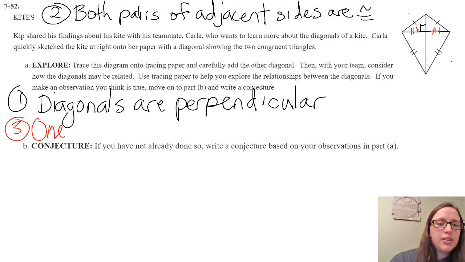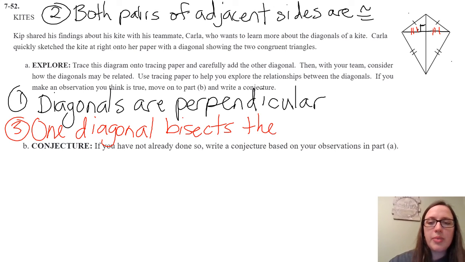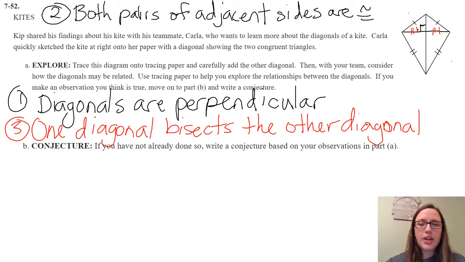So one diagonal, and I'll give you a fancy math word, some new vocab. One diagonal bisects, that means cuts it in half. So one diagonal bisects the other diagonal. All right, and then in a conjecture, I'm not actually going to write one out, but it's just making an if-then statement. So what we could write is that if we have a kite, then diagonals are perpendicular. If we have a kite, then one diagonal bisects the other diagonal.